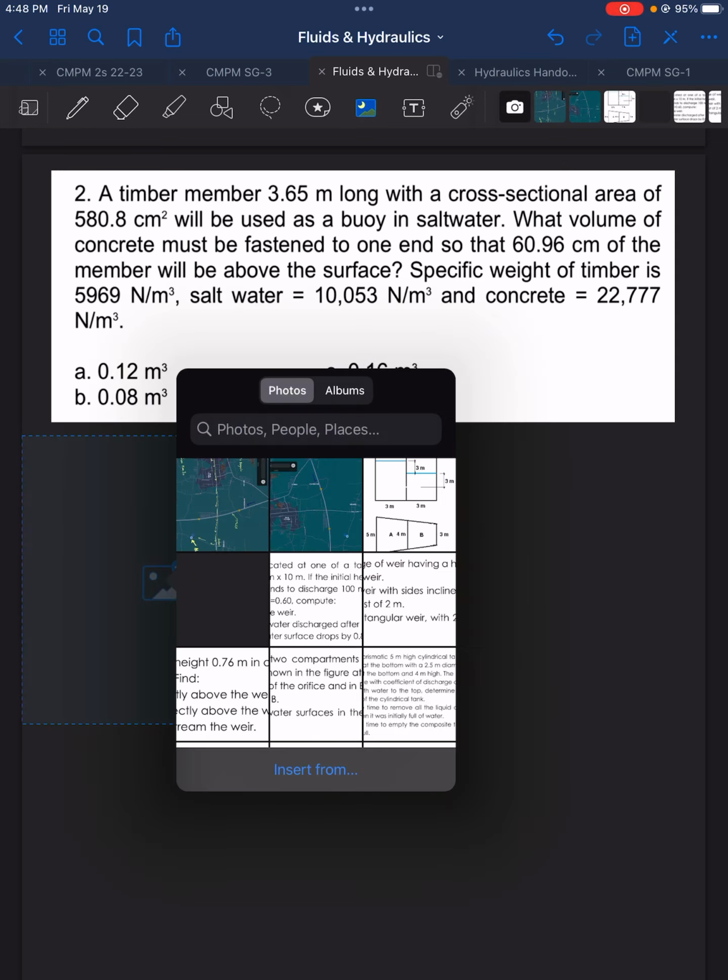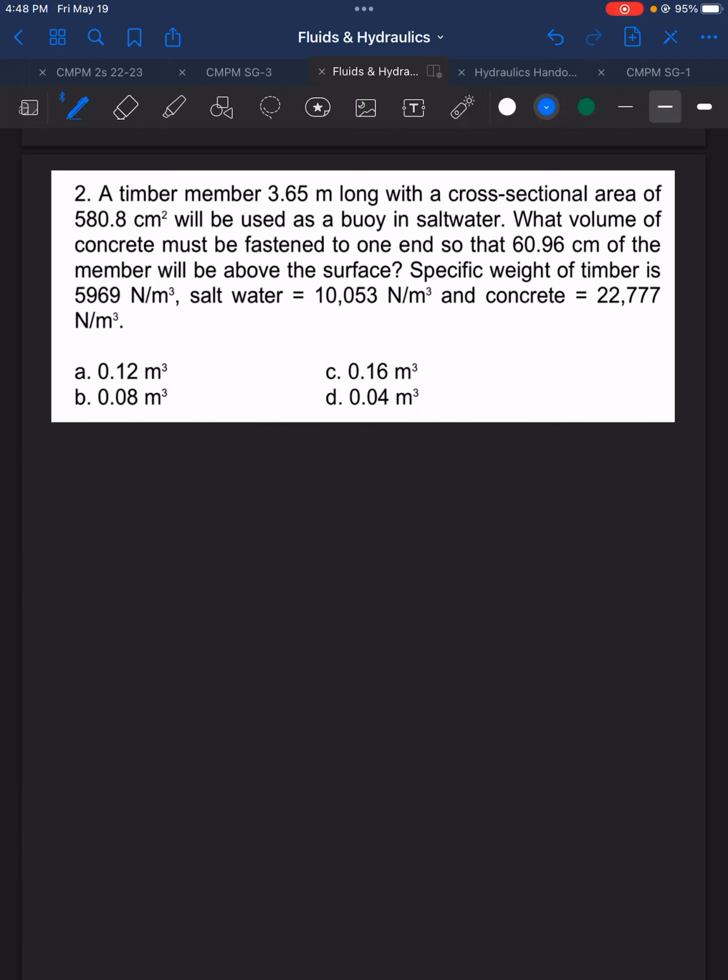So we have a timber with the given cross-sectional area, and then we have a buoy. It is not mentioned what the shape of the base of the buoy is, and there's also no mention of the shape of the concrete. So the concrete is fastened to one end of the buoy.